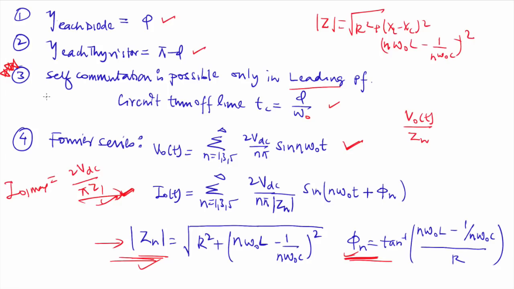And in an RLC type of load, only this point number 3 is really important, that is, self commutation is possible only in a leading power factor type of load.